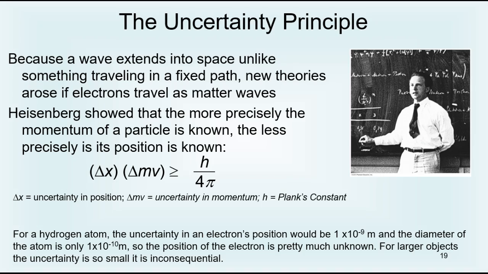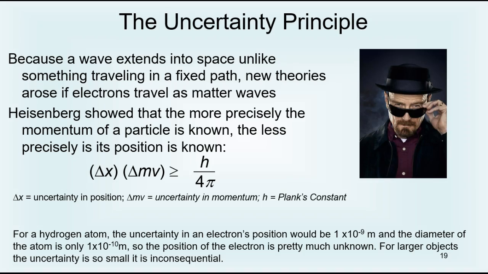So again, for larger objects, it's not really a big deal, but in wanting to pin down our understanding of the electron and where it is and what it's doing in the atom, this was a groundbreaking idea that you couldn't know both of these factors about the electron. So if I can measure where it is, I can't tell how fast it's going. If I can tell how fast it's going, I haven't exactly pinpointed where it is.